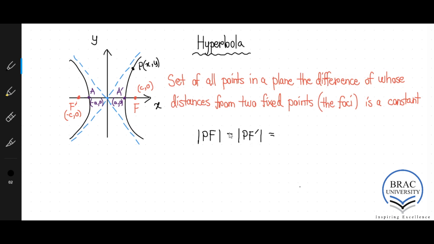This is quite similar to the definition of an ellipse. There was a positive value there, but here it's a difference. Now this difference could be positive, for example, if PF is larger than PF prime, but it could also be negative if, for example, we looked at this point here. So due to the definition, we will get a constant, and that constant could also have a negative value. That's why we have a plus or minus 2a.